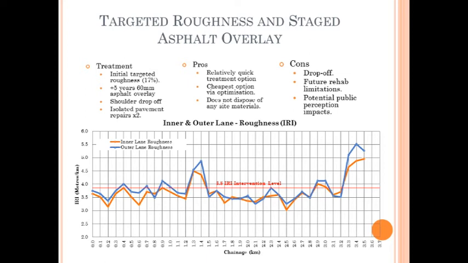And this has some advantages. It's relatively quick, like the standard overlay option, and it's also the cheapest one because it optimises targeting the roughness rather than a full correction course running through the site.